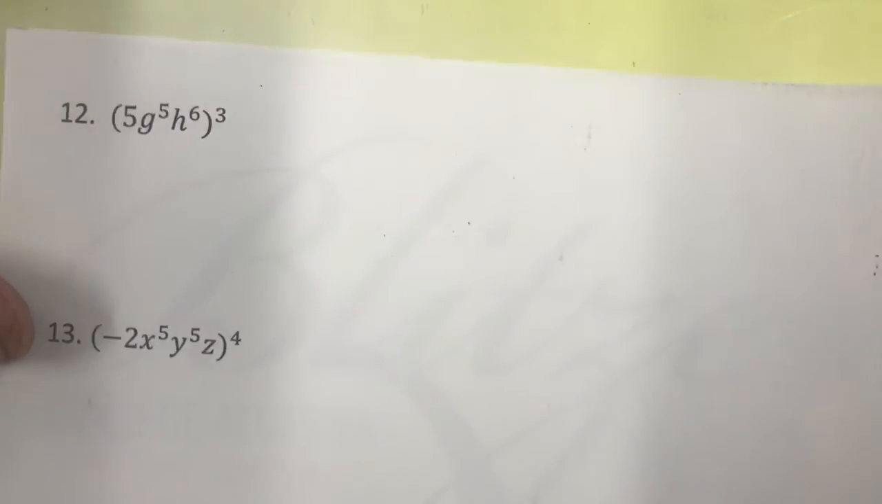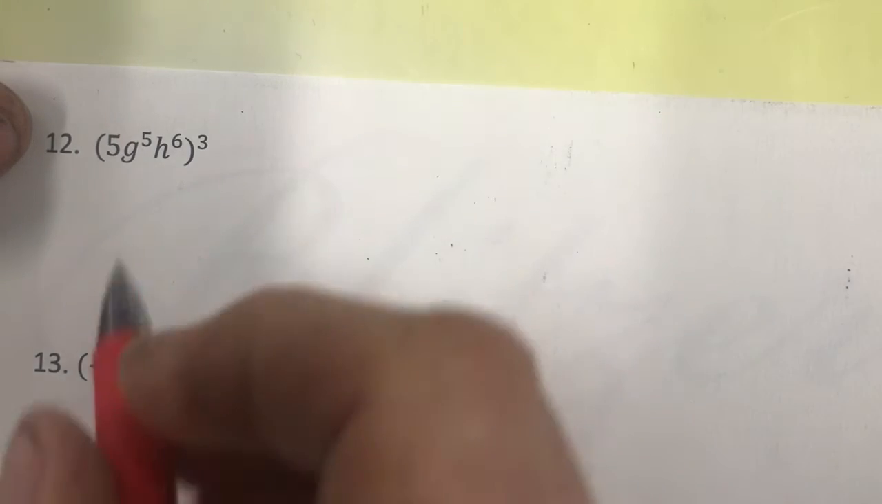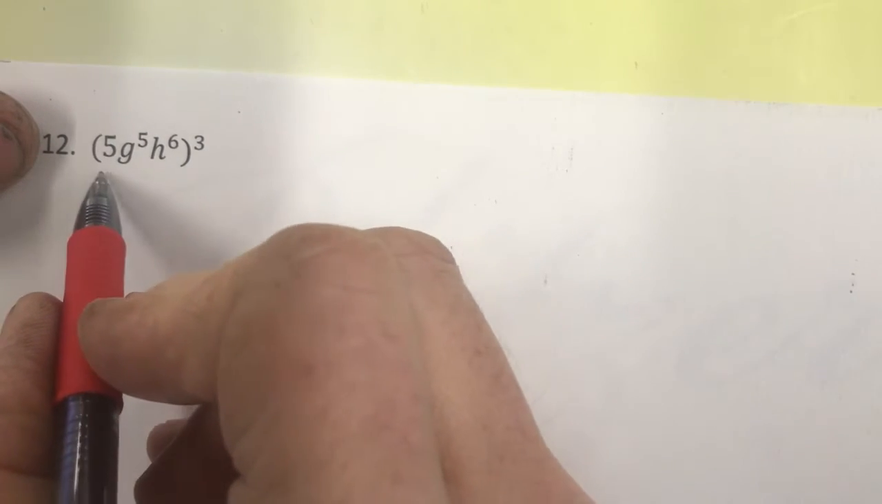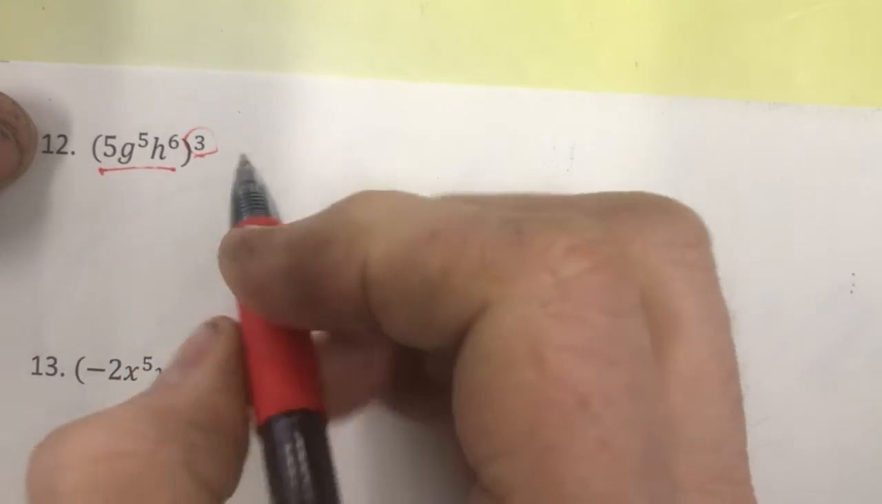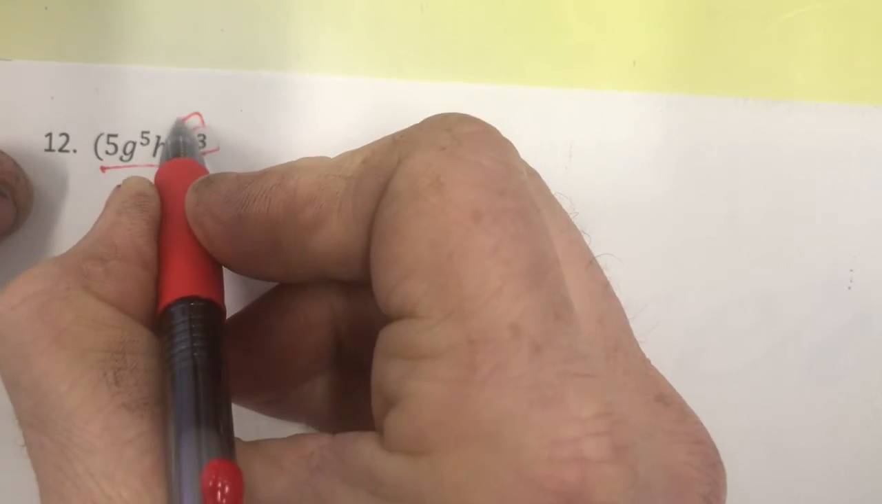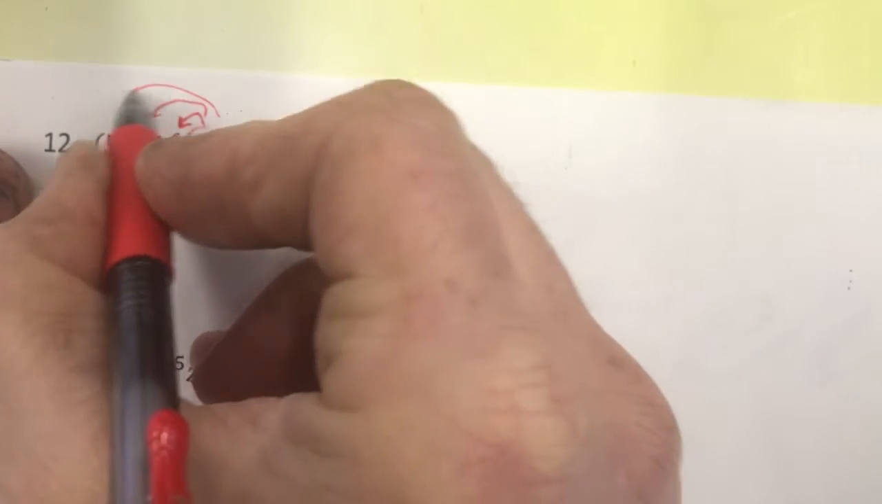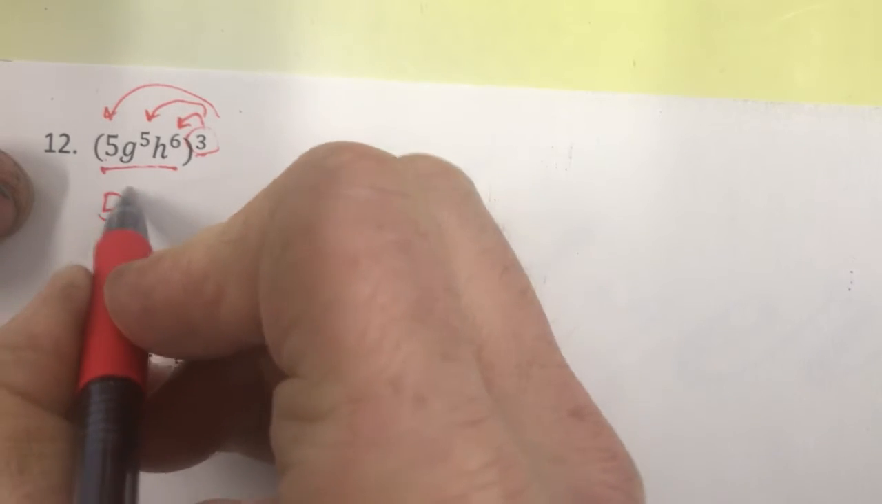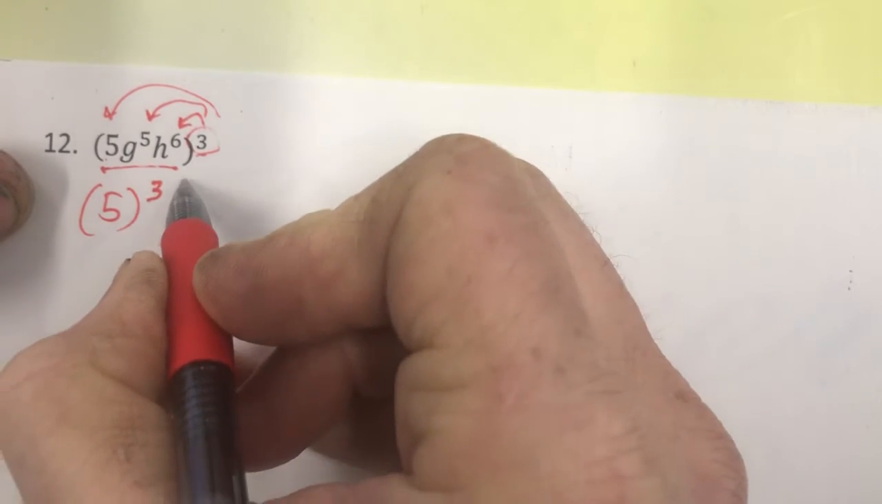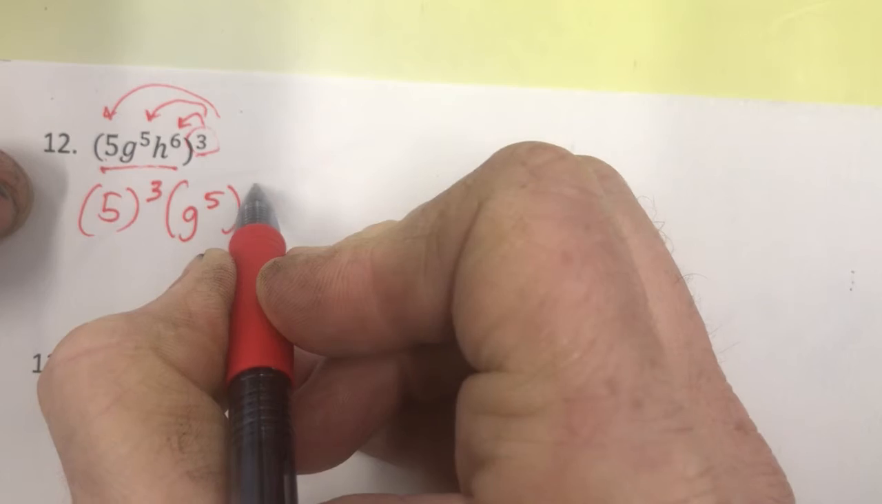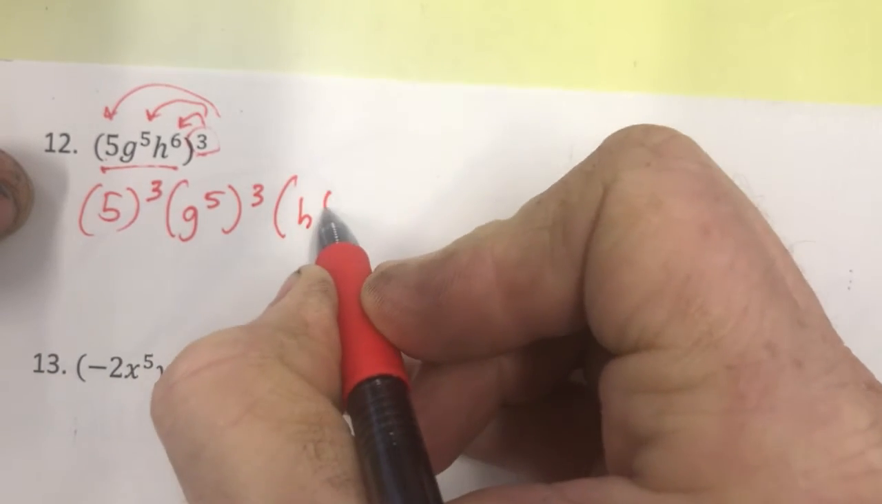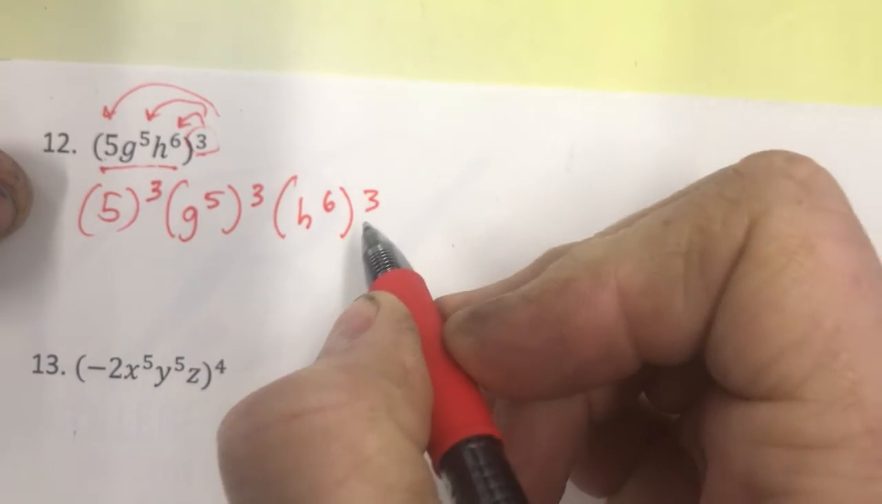All right, number 12. I got all this inside here to the third power. So I need to distribute that third power to all these in here. So I've got 5 to the third power, g to the 5th power to the third power, and h to the 6th to the third power.